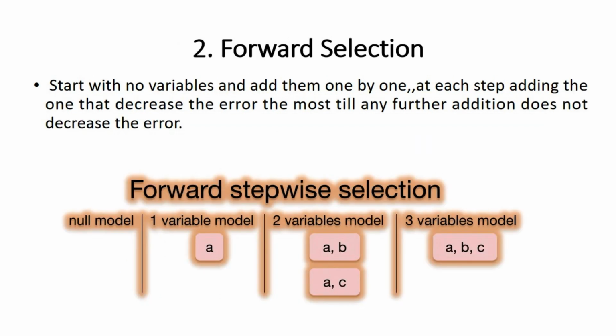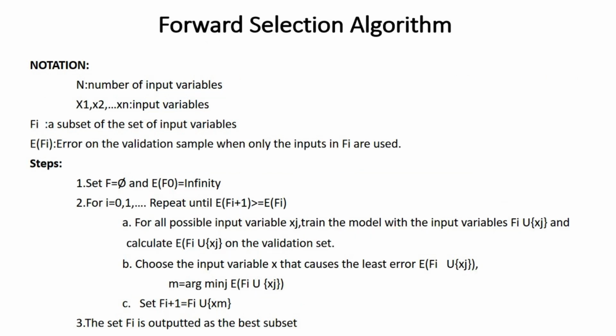Forward stepwise selection starts with a null model and adds a variable that improves the model the most. For a one-variable model, it tries adding A, B, or C to a null model and adds the one that gives the best result. For instance, let's say A is chosen. Then for a two variables model, it will try adding B or C and choose the one that improves the most. The forward selection algorithm is explained here by adding one by one variable with minimum error.